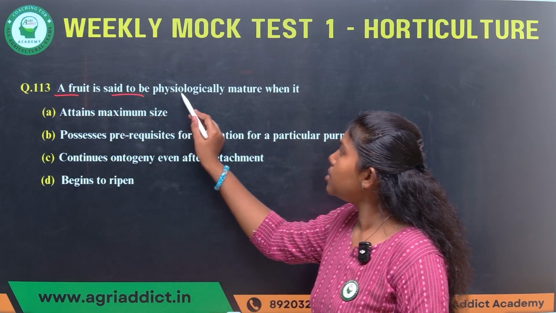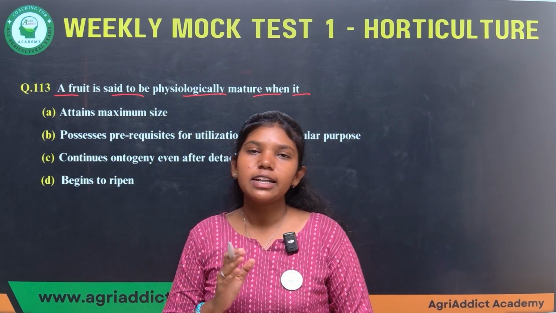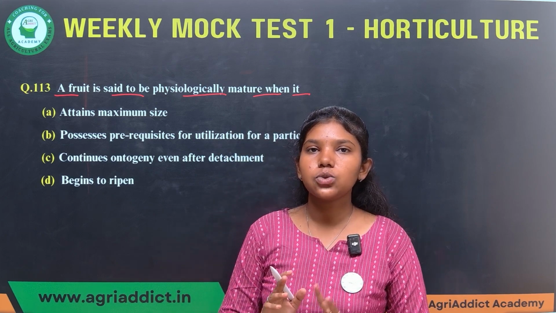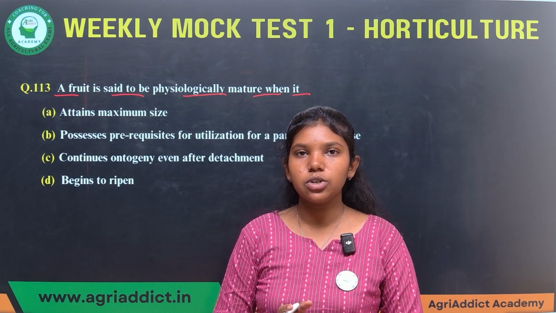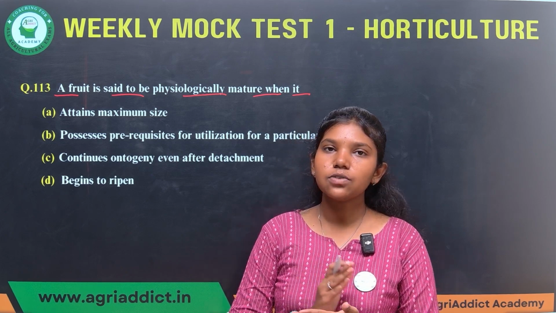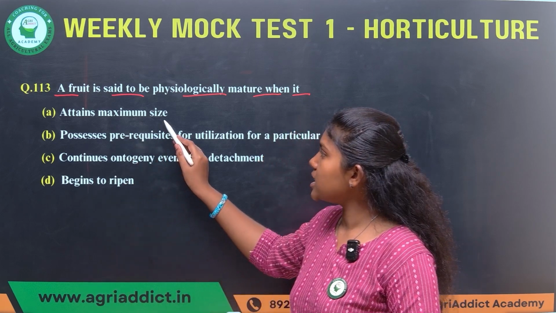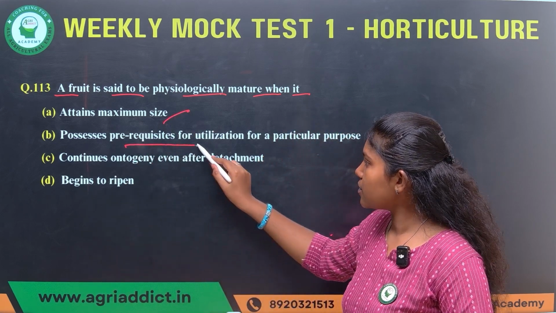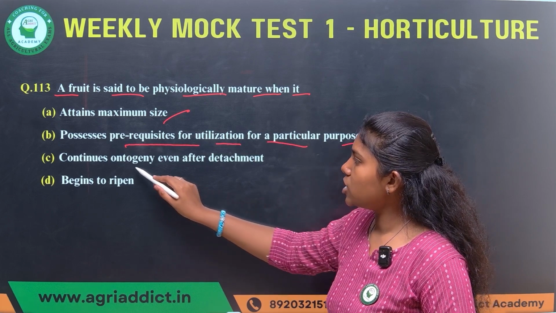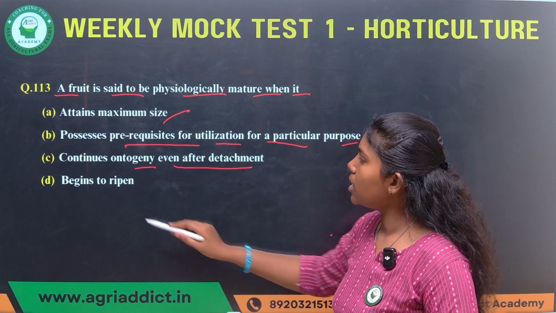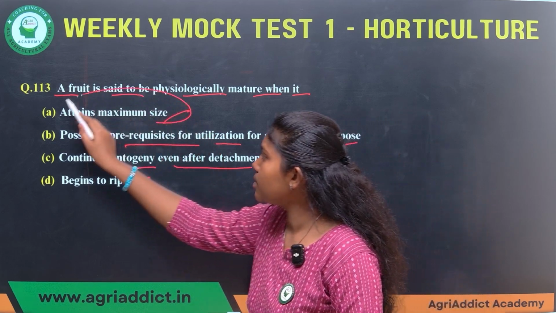A fruit is said to be physiologically mature when... When it comes to fruit crops, it has two types of maturity. One is physiological maturity and another one is horticultural maturity. Therefore, when is a fruit said to be physiologically mature, that's the question here. When it attains maximum size, prerequisite for utilization for particular purpose, continuous ontogeny even after detachment, begins to ripen. The answer for this question is when it attains maximum size.